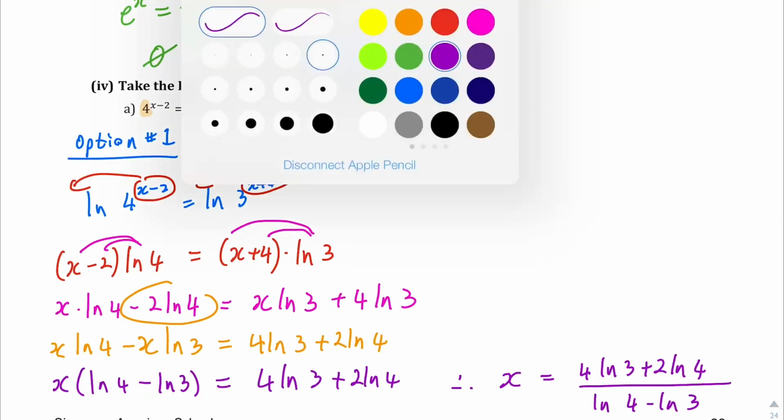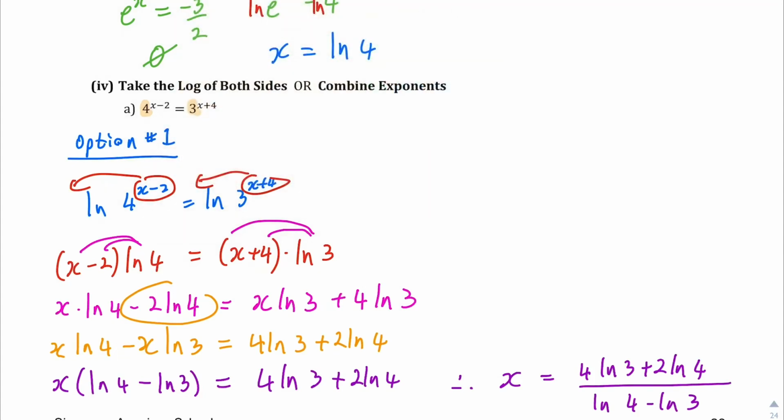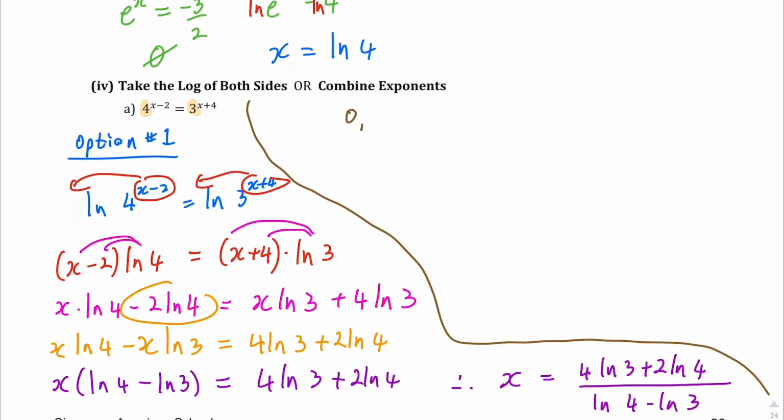Fairly long, fairly complicated process. And so what I want to do now is show you option 2. So I'm just going to mark this off so we don't mix the two of them up. And so option 2, a little bit faster. Okay, so here's an alternative.